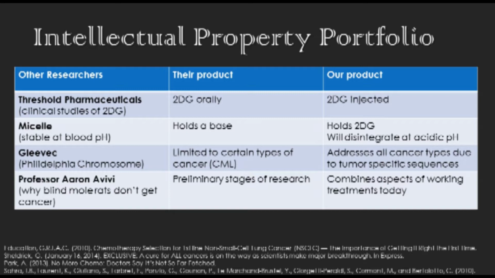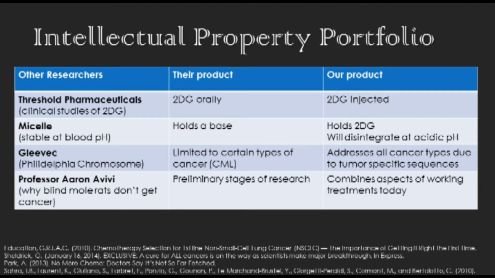Gleevec targets the Philadelphia chromosome, which is a translocation of chromosome 22 onto chromosome 9. So the drug that they developed combats cancers caused by chromosomal translocations. The Philadelphia chromosome affects patients of chronic myelogenous leukemia. However, there are other cancers that are caused by many other things, such as complex genetic and environmental factors. Our product will target all of these cancers by tumor-specific sequences.